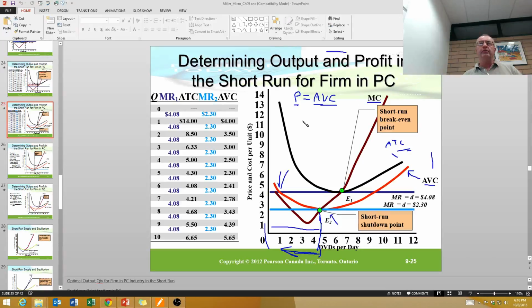Okay, so if the price is less than average variable cost, which it is in this region here, then we're going to shut down. And once we make it up to this point where price equals average variable cost, we're going to start operating. We only make profits when the price exceeds average total cost, but we'll operate even though we're losing money in this section here, because we're at least covering all of our variable costs and we're making a contribution to fixed costs. So we'll operate from this point on.